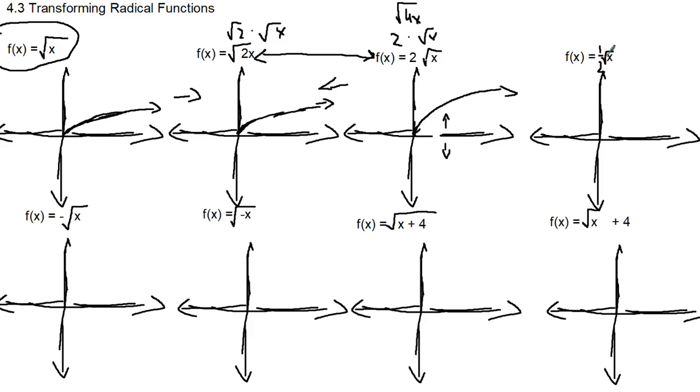We have 1/2 the square root of x, which is a vertical shrink, so it'll be even smaller. It'll be something like this. That's a really bad graph, but it'll be something like that.